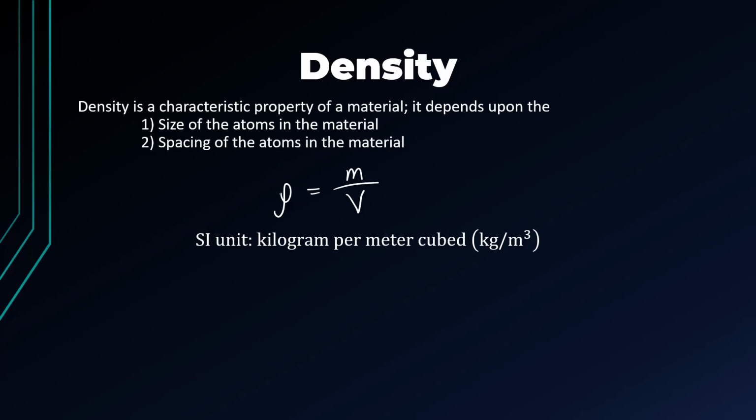Density is a characteristic property of a material, and it depends on two things. One, the size of the atoms in the material, right? So larger atoms take up more volume, smaller atoms take up less volume, and the spacing of the atoms in the material. So if I space them out really, really far, they take up more volume. If I condense them and squish them down, they take up less volume. So density is equal to the mass divided by the volume. So I can have the same atoms, but have them taking up more space or less space and change the density of an object. I'm changing the density of the object because this volume is changing.